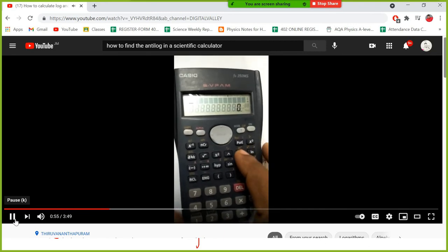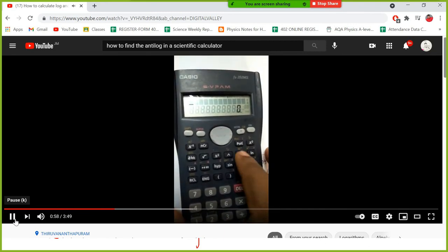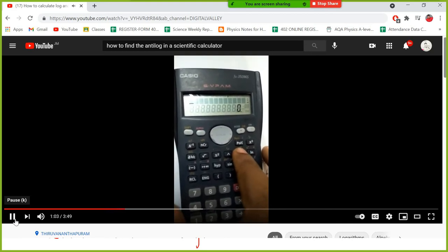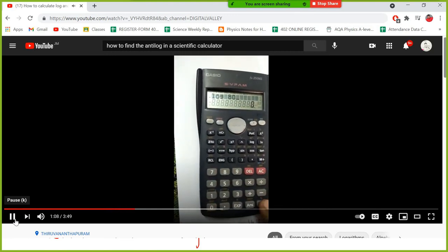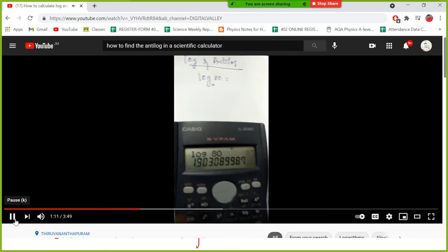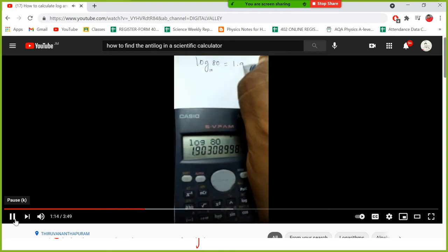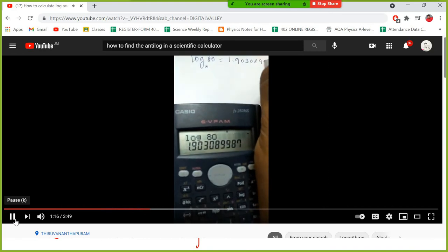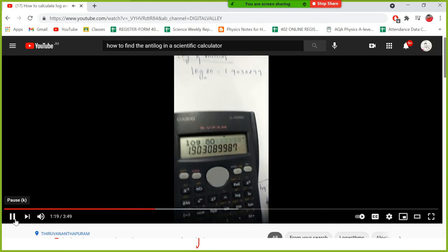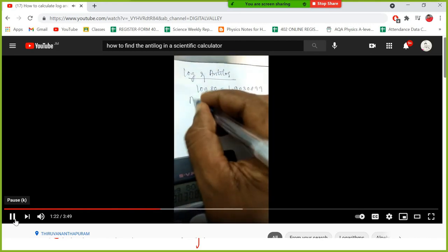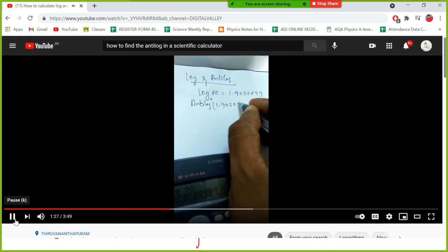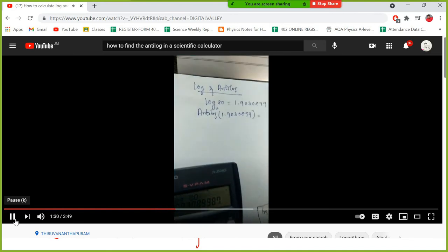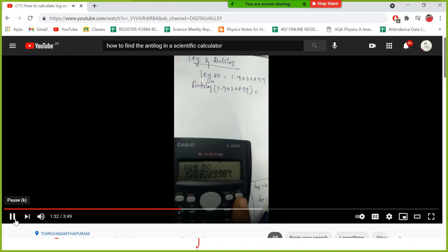So take this scientific calculator, and I am going to find the value of log 80. So click log, then press the value 80. So you'll get the answer directly. So the value is 1.903080899. Now I am going to find the anti-log value. Anti-log value of 1.903080899. So I'll check whether I am getting the value as 80.